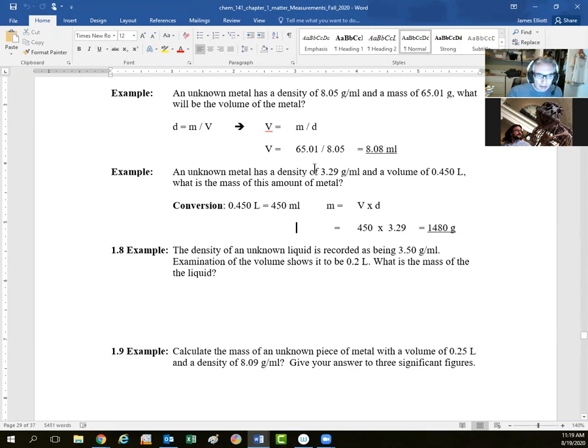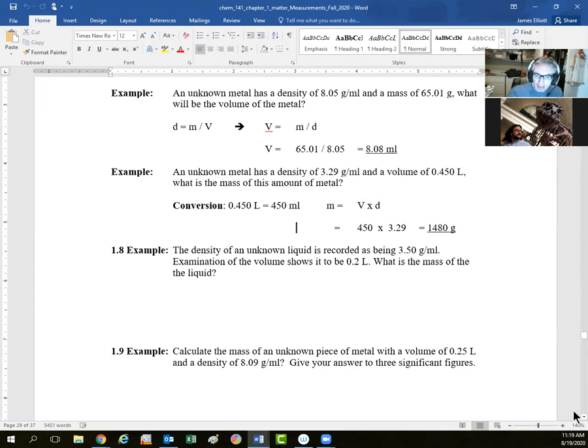Second one, density 3.29 grams per milliliter, a volume of 0.450 liters. Now our density units are grams per milliliter, so these liter units for volume have to be converted into comparable units, or milliliters. So it's a factor of 1,000 between milliliters and liters. So that gives us 450 milliliters, and that would be a mass of 1,480 grams.